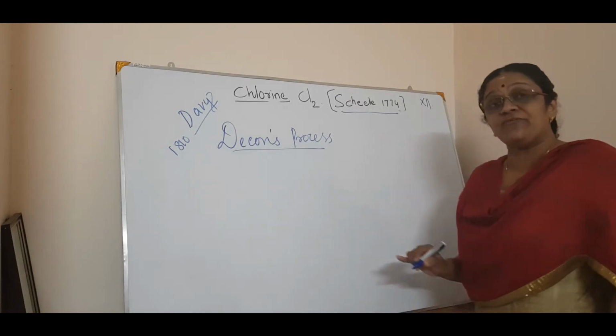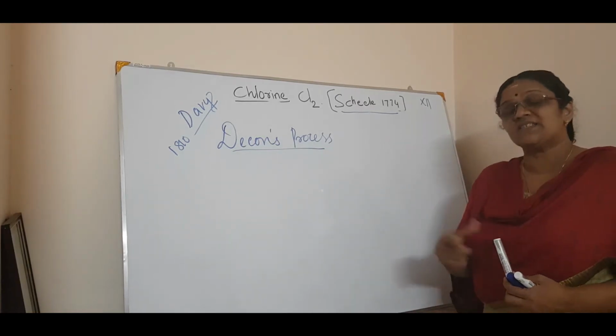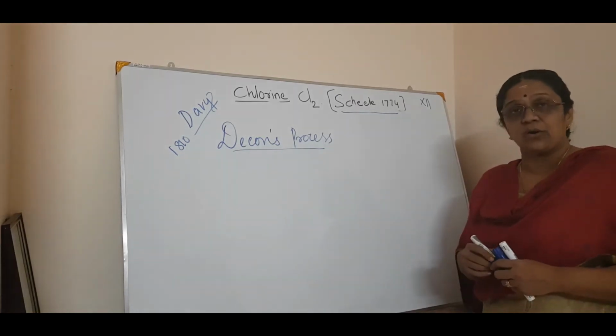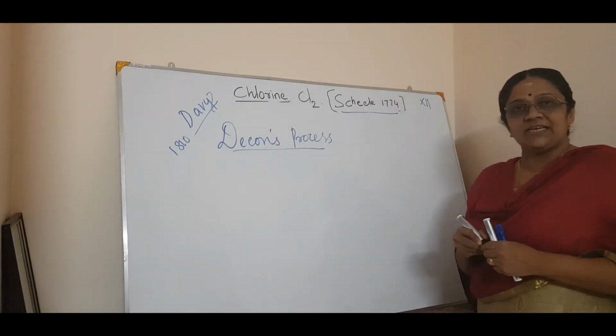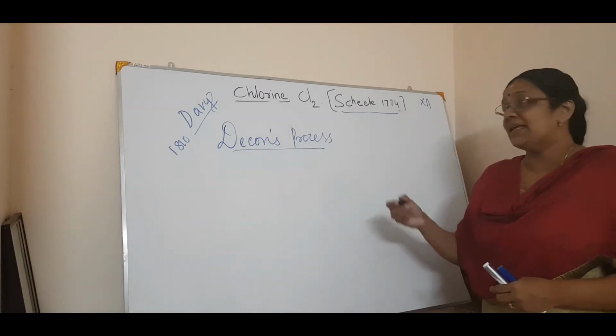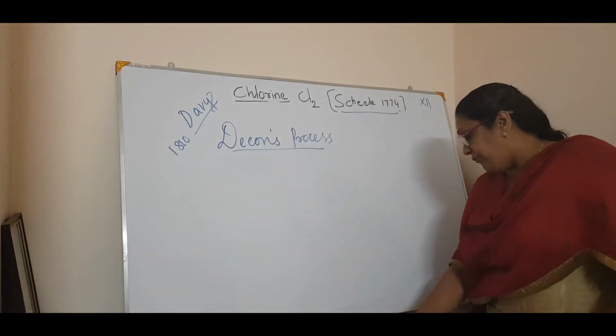Deacon's process for the manufacture of chlorine, industrially, or a large scale process of how you manufacture chlorine. That is due to the catalytic oxidation. Catalytic means using a catalyst. The catalytic oxidation of HCl.